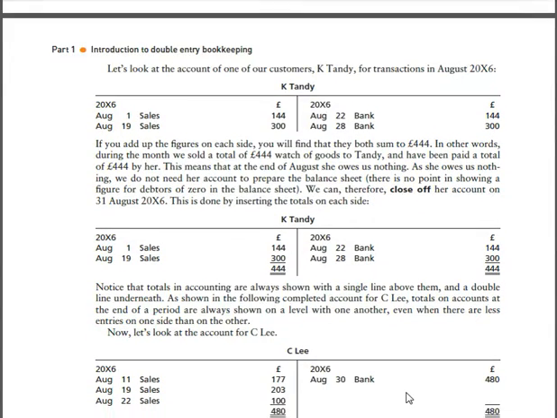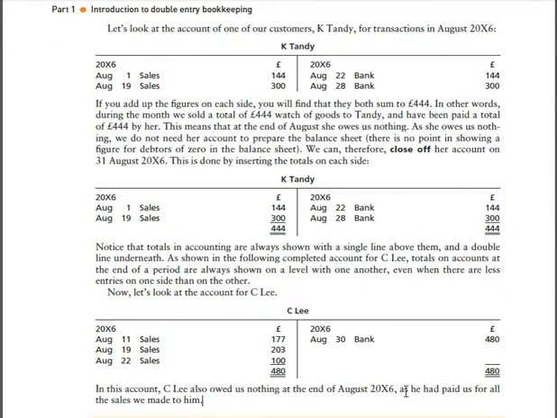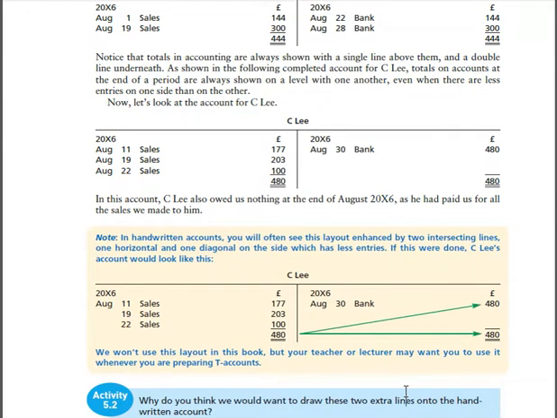Now, however, if we look at another customer, C. Lee, from the account here, we can see that C. Lee made three sales in the month of August for 177, 203, and 100. So the total of the sales is 480.